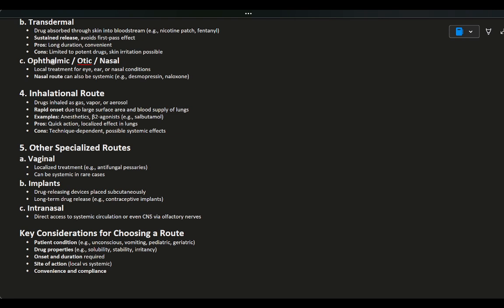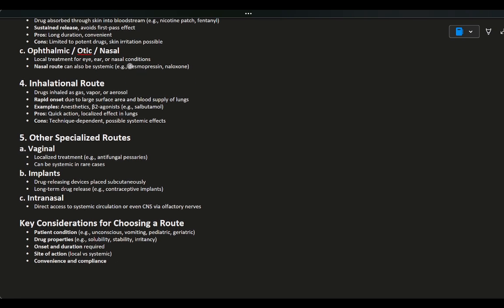And finally, we have the ophthalmic or otic or nasal routes. These are specialized in that it involves local treatment of the eye, so ophthalmic, ear, or otic, or nasal or nose conditions. Nasal routes can also be systemic. So examples of these include desmopressin, or for conducting a cortisol function test, or naloxone, to reverse the toxic effects of opioid.